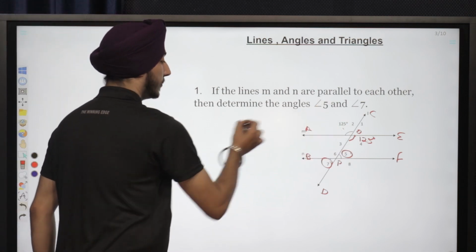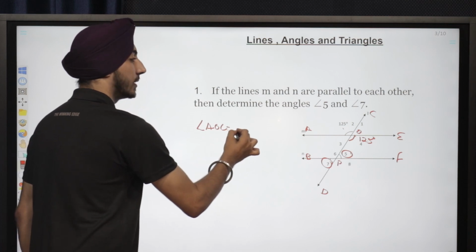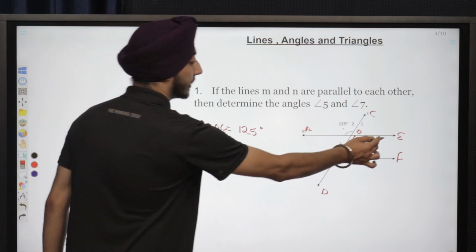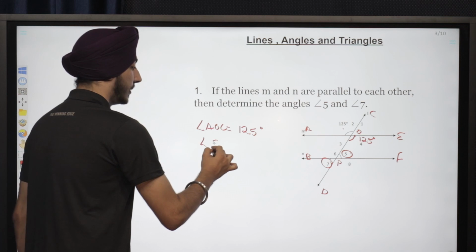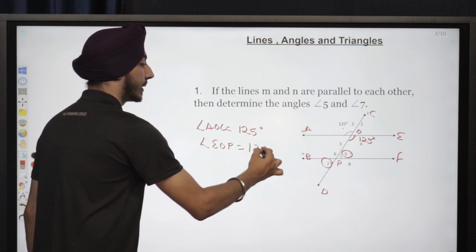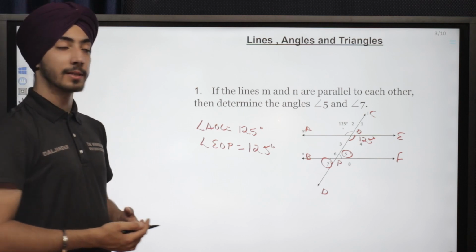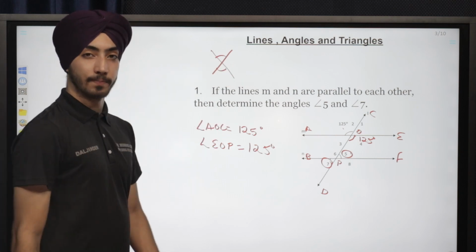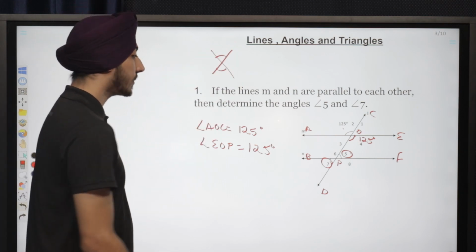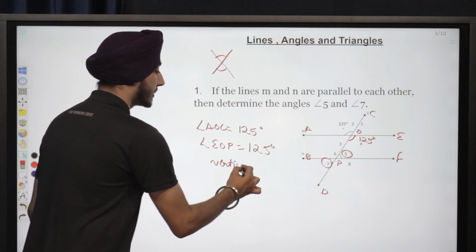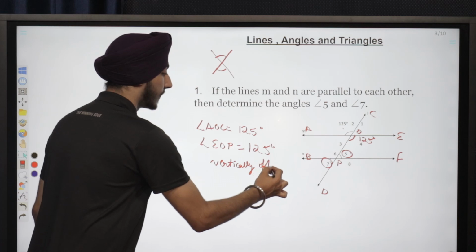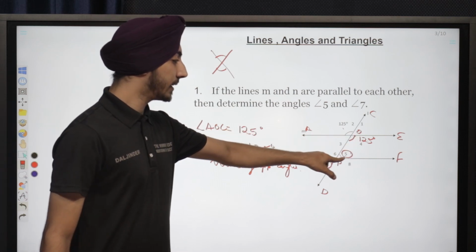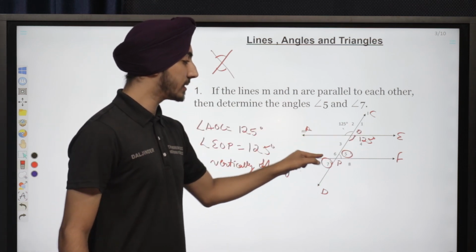Now we can see that angle AOC is equal to 125 degree, right? That's what is given to us in the question. Now the other angle, angle EOP, will also be equal to 125 degree. Why? Because it is vertically opposite angle. Whenever two lines intersect each other, the angles found between them are always equal. The condition is that the lines should be straight. So we'll write down here, they are vertically opposite angles. Right? Now what is the purpose of finding this angle? We have to actually find angle 5 here, but we are finding angle EOP, right?